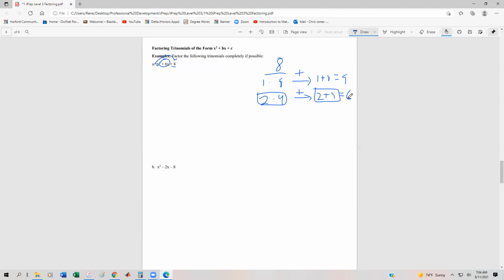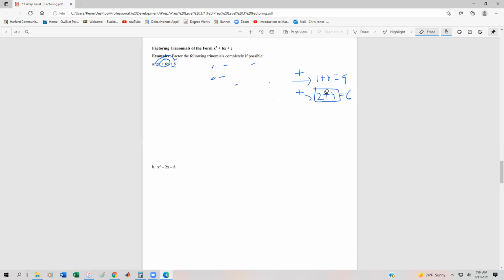So that's what we're looking for: two factors of 8 that add up to 6. That's what we're trying to figure out. In this case, it's 2 and 4. And we're going to break the problem up into a factor by grouping problem now. So we're going to hold on to the magic numbers of 2 and 4.